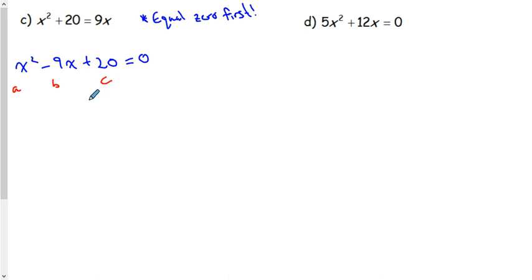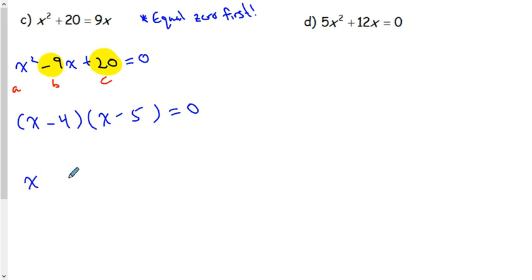So instead of going through the whole quadratic formula, let's ask ourselves, are there two numbers that multiply to 20 and add to negative 9? And the answer is yeah, there actually are two numbers. This is a simple trinomial, so it factors like this. We've got negative 4 and negative 5. They multiply to positive 20, and they add to negative 9.